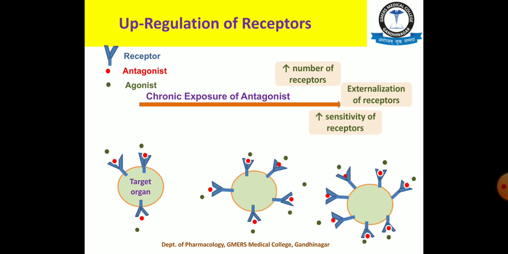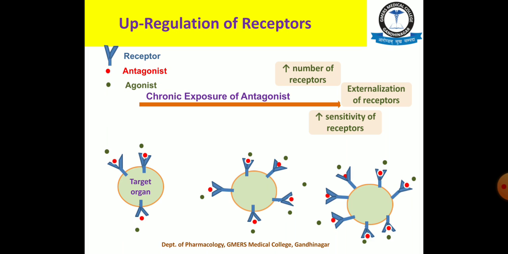Now my dear friends, please don't misunderstand that in this case if we increase the concentration of the agonist, then it can displace the antagonist. The purpose of showing this figure of the agonist molecule over here is not that we are giving agonist and antagonist simultaneously. We are only giving the antagonist over a period of time. Then what will happen? There is an increase in the number of the receptors, and an increase in the sensitivity of the receptor.